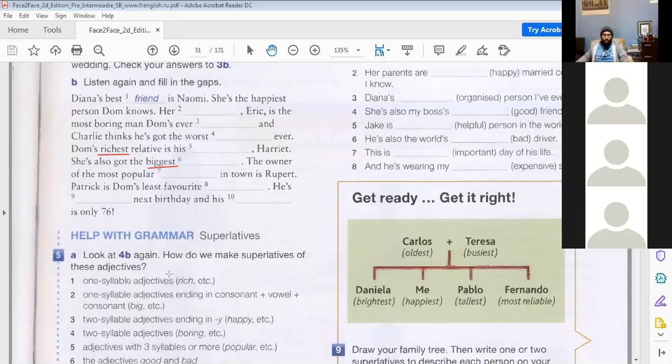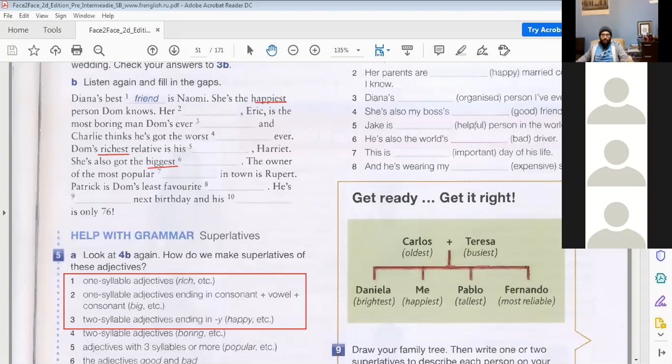What about two-syllable adjectives that end in Y, like happy? Most happy? Are you sure? Happiest. So we remove the Y and we put I-E-S-T: happiest, windiest, sunniest, friendliest. Okay, so all the first three groups are kind of the same, not really different. All of them are the same idea.